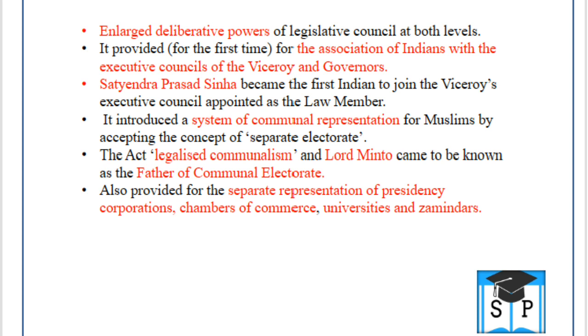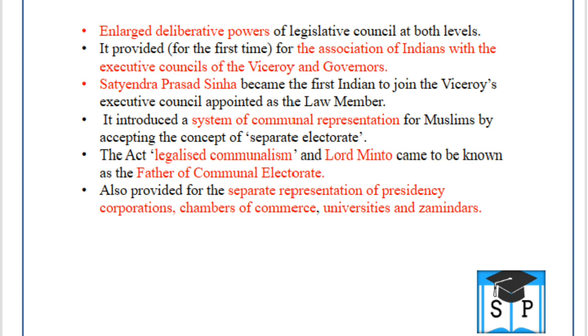This act also introduced a system of communal representation for Muslims by accepting the concept of separate electorate. Under this system of communal representation, the Muslim members were to be elected only by Muslim voters. Thus, this act legalized communalism, and Lord Minto came to be known as the father of communal electorate.